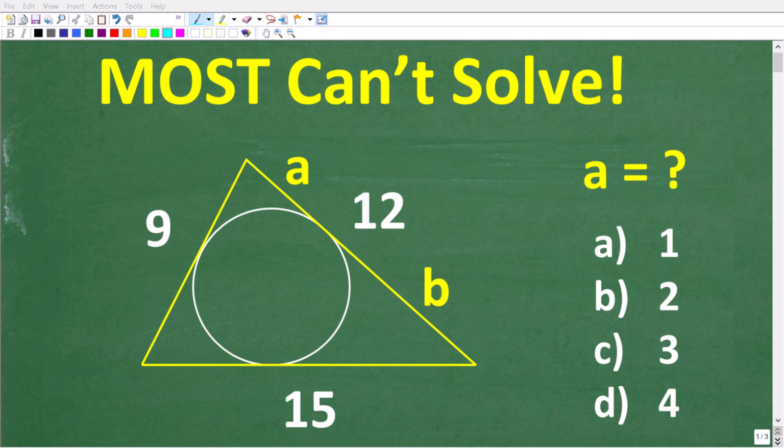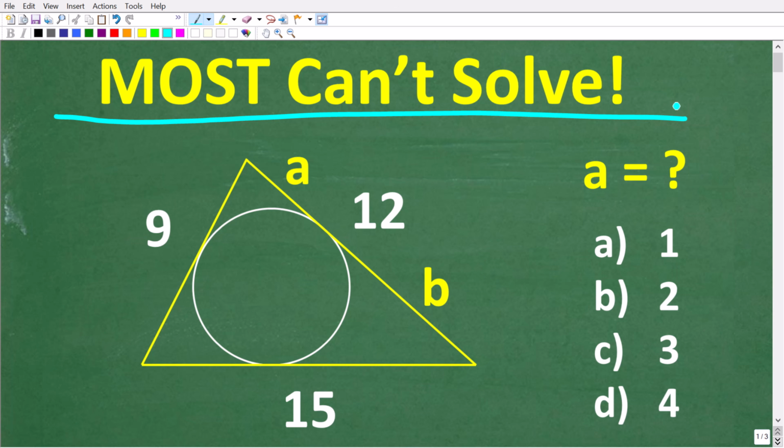Many people that did great in high school math are going to have a tough time solving this problem. But here is the deal. If you understand basic geometry and algebra, you ought to be able to solve it. All right, so what is the question?